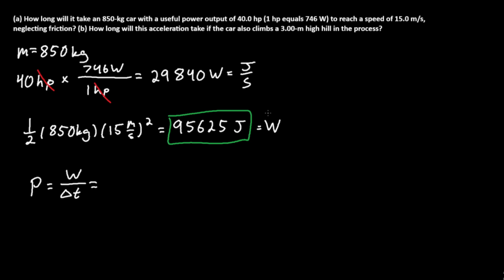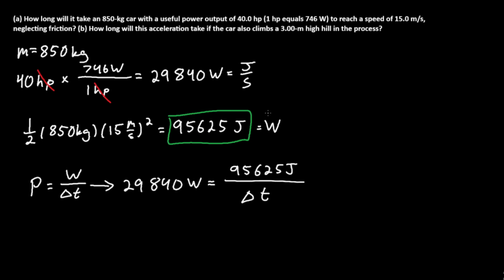If we were to set up the equation specifically for this problem, you would have a formula that looks something like this, where the power of the engine is on the left side of the equation, and the work is on the top, or the numerator of this fraction. With a little bit of algebra, you can solve for the change in time, which is equal to 3.2 seconds.